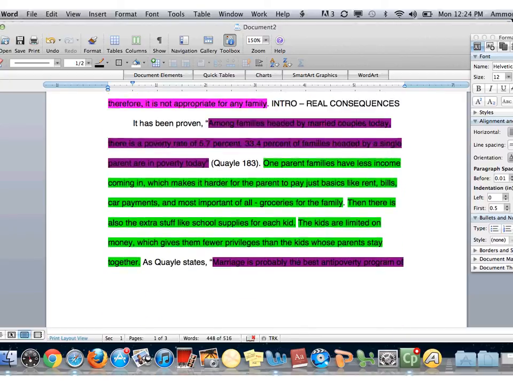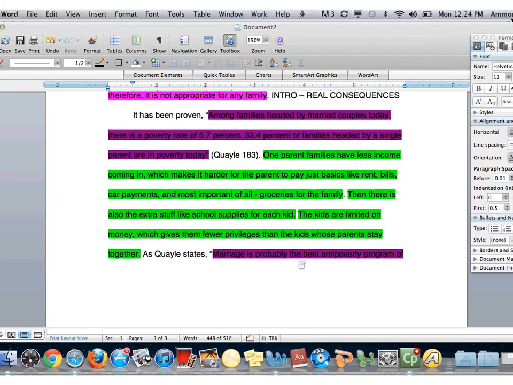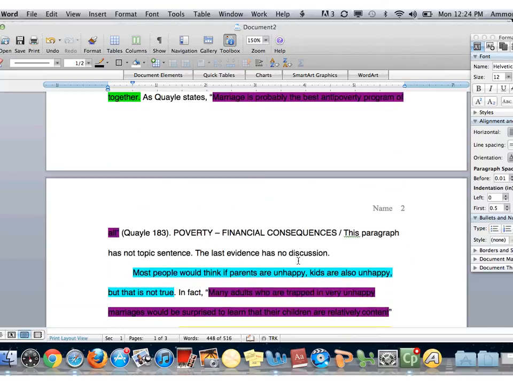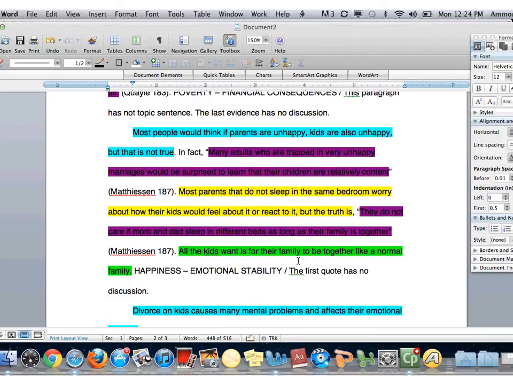Now I can look at this and see that this second paragraph only has 2 colors. So I'm missing 2 things. I don't have any background that I'm leading into my quotes with, and I don't have any topic sentence at all. So she needs to improve this paragraph. Now my third paragraph, so second body paragraph, this one does have 4. Is it all put together quite right though?